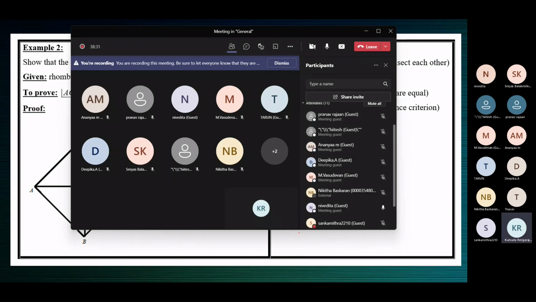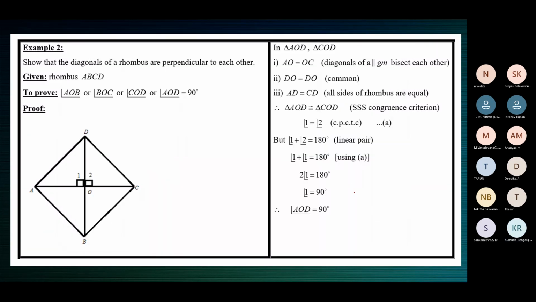Nivedita, I think your microphone is unmuted. Yes ma'am, sorry ma'am. Is it over, children? One minute ma'am. Okay.